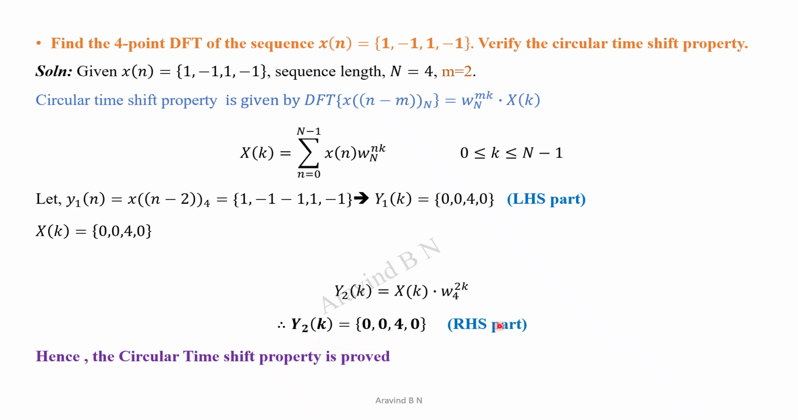Now compare the values of the RHS part with respect to the LHS part. Both of them are equal. Hence the circular time shift property is proved. Now let us go through the Scilab program for this.